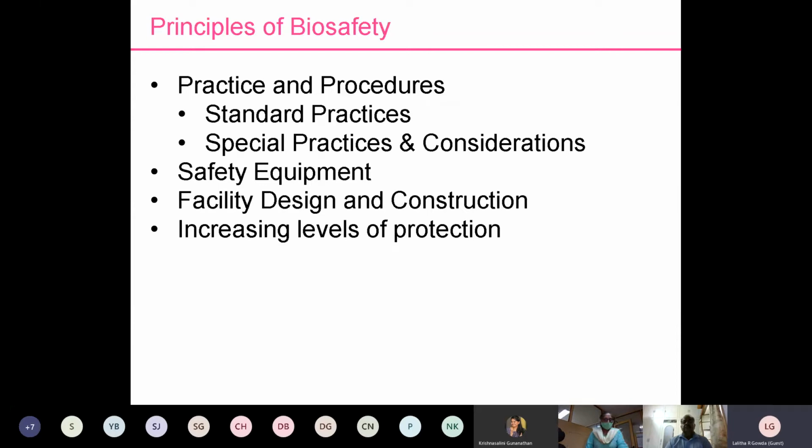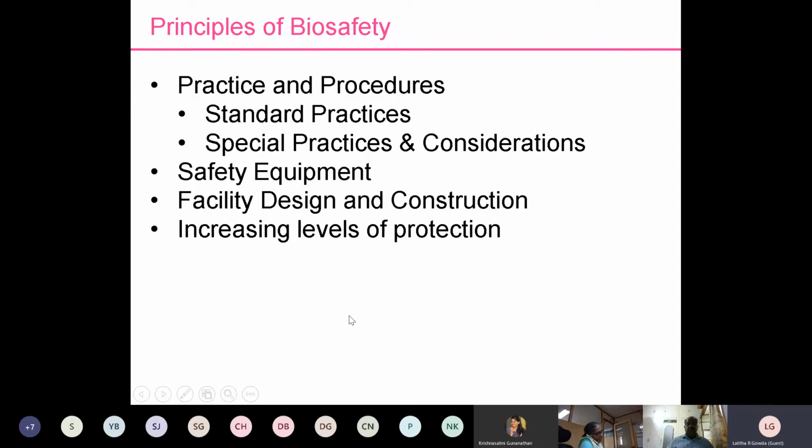So the principles of biosafety: there are standard practices, just like the good laboratory practices, which are applied across all the safety, that is across plants, animals, microorganisms, arthropods, etc. And then there are special practices and considerations for each group. It also includes the safety equipment, such as the biosafety cabinets, what level cabinets you need to use, whether you need to use a B1 or an A1, with 100% exhaust, or 70% exhaust and 30% recirculation. This is very important. Also the autoclaves, whether they are single door or double door, depending on the pathogenicity. The facility design and construction is very important when you're working with plants, especially GMOs, as we will see, and the increasing levels of protection as you go from 1 to 4.